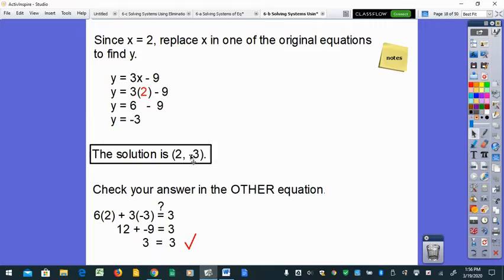And again, I'm going to check it in the other equation, the one that had the coefficients of the 6 and the 3 equaling 3, and it works. And now I'm still a happy girl.